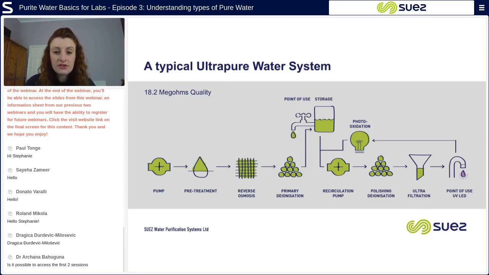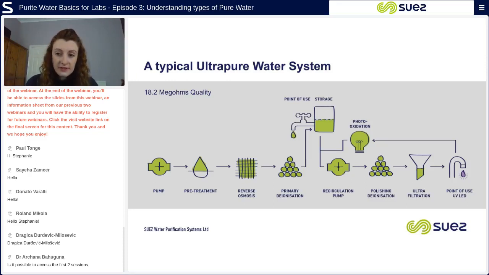So we've got the recirculation pump, and this recirculates water from the tank through the recirculation loop with some extra components. So we've got a polishing deionization cartridge, and this is to remove the remaining minerals from the water, and this polishes the water to a higher grade.